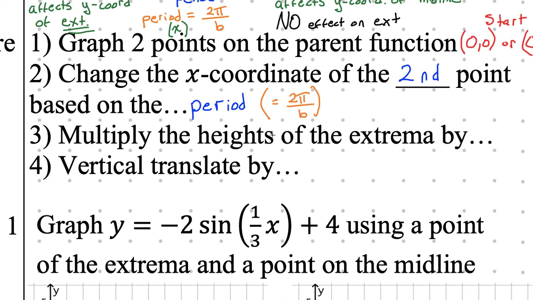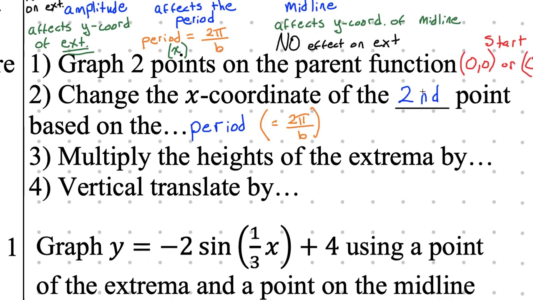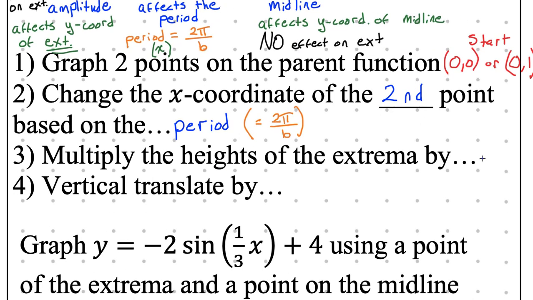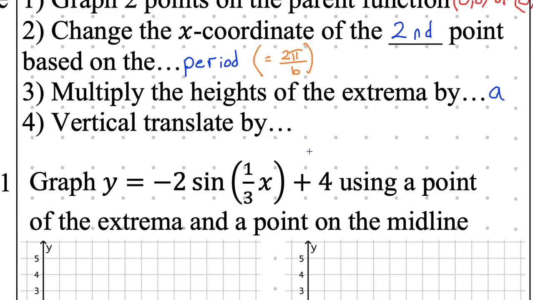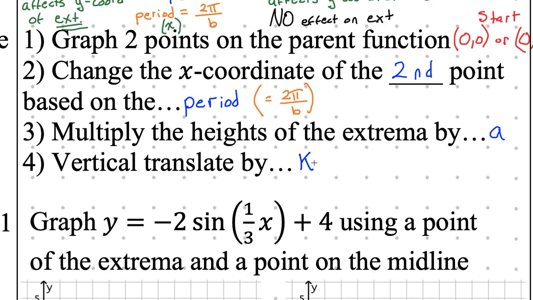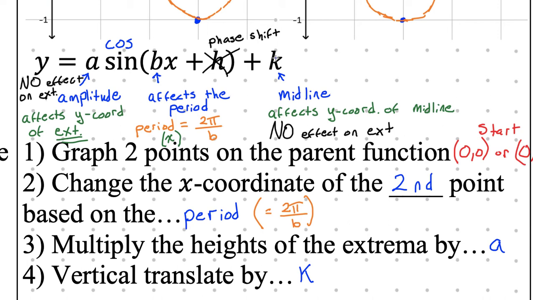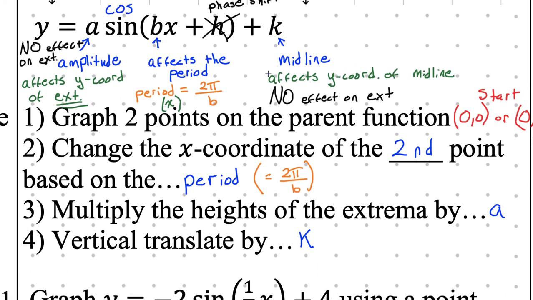Number 3, multiply the heights of the extrema by what value? By this a value. So by a. Notice I'm not saying amplitude. I'm saying a, because amplitude is always positive. We might be multiplying by a negative, so be warned here, you might be flipping your graph over its midline. And then finally, vertical translate by k. By however much k is saying. So if k was 3, then move up 3. If k was negative 5, then move down 5. I think that's all I really want to say about that.